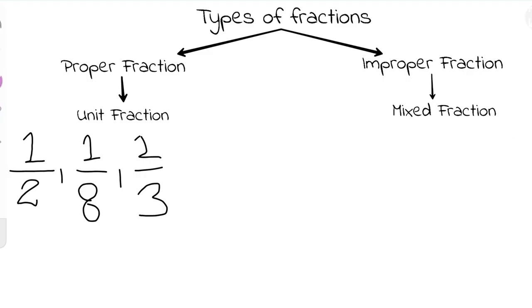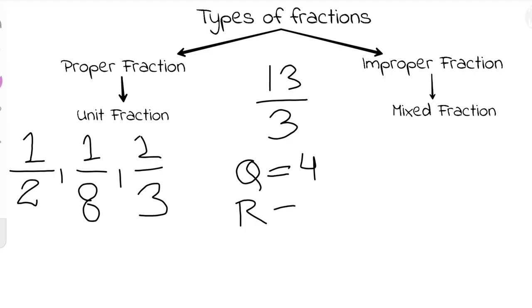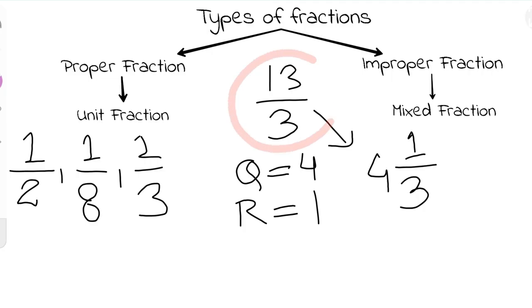Let's understand this with one more example. For example, 13 by 3. So in this case, the quotient will be 4 and the remainder will be 1. So how will we write? Quotient will come here in the center, so 4, then remainder will be 1, so 1 will be the numerator, and the denominator is 3, so we will write down 3 here. So 13 by 3 can be written in the mixed form as 4 1 by 3.